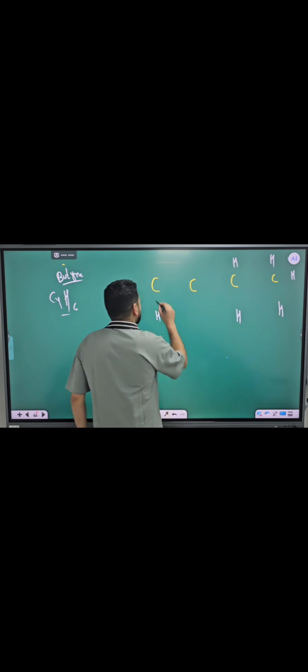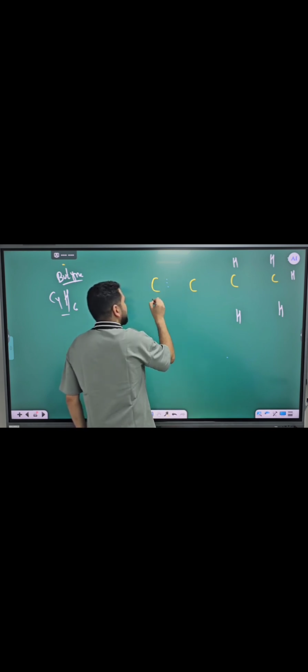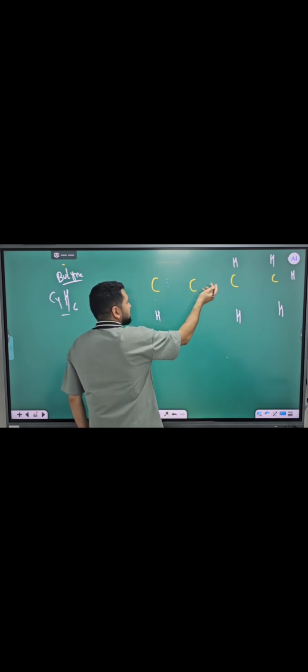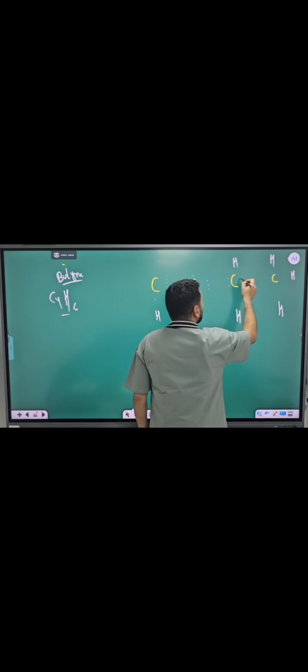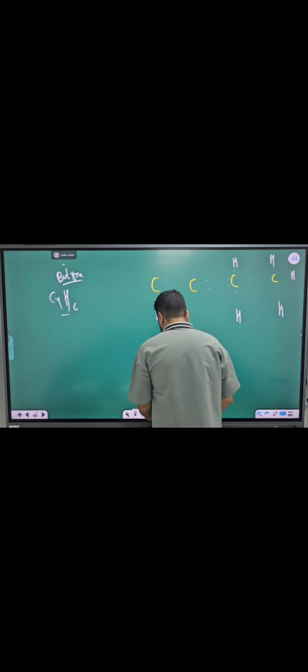Now distribute the electrons. Can I say this carbon has 1, 2, 3, 4? In the same way, this carbon has 1, 2, 3, and this carbon has 1, 2, 3, and 4, right? Oh, wait, 1 second. This carbon has 1, 2, 3, and 4. I'll erase these 2 dots.